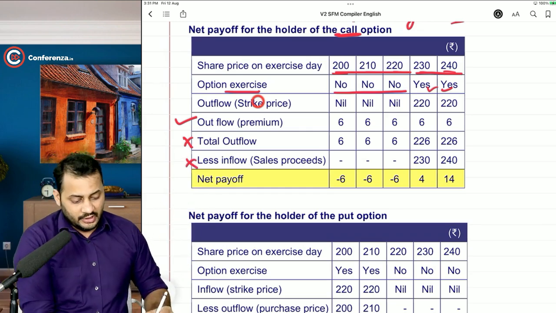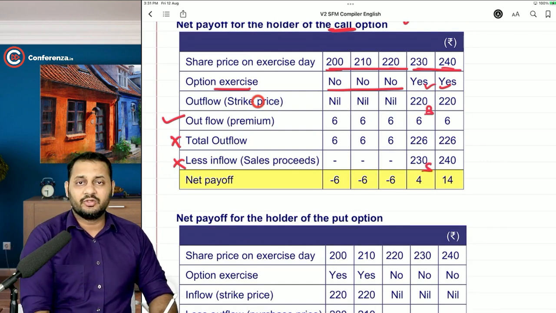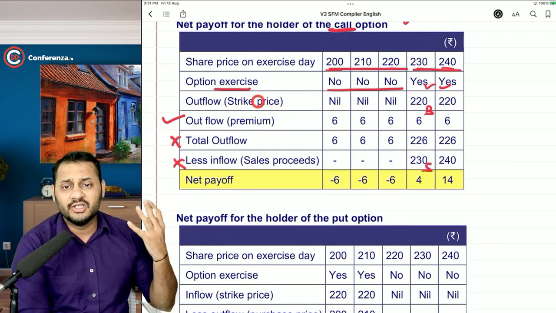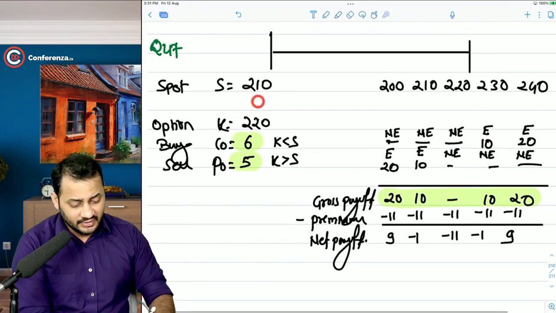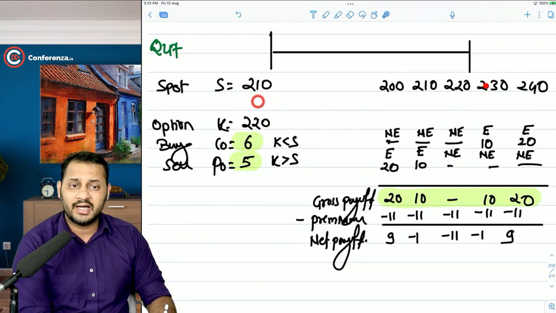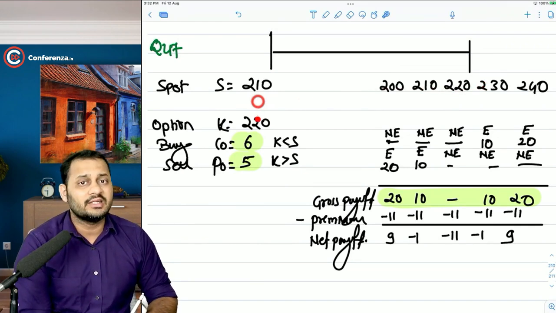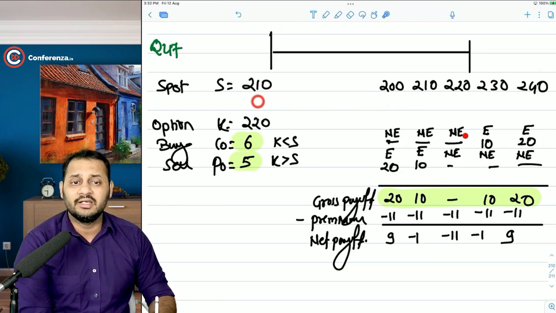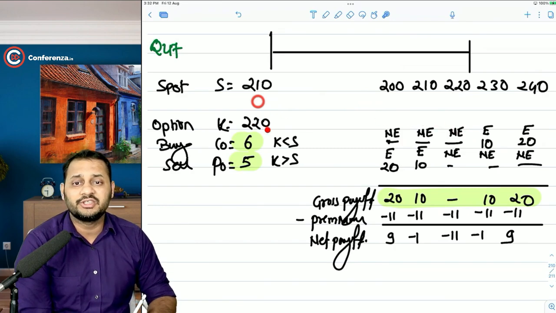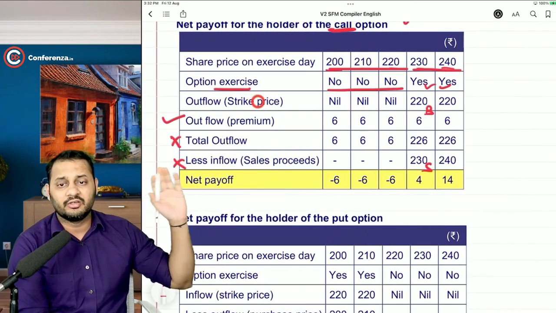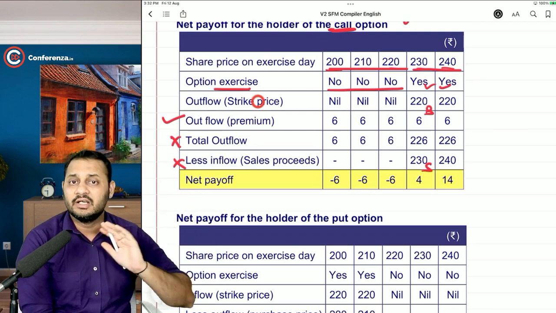What is the inflow? They are saying that you will buy the stock at 220 and you will sell the stock at 230. Who is going to give you the stock at 220? The exchange? No, sir. The exchange will ask you to go to the market and buy the stock at 230 if you really want to buy it. This is just the contract that we have made, and it will be settled in cash only. No real asset will be exchanged in this case. So there is something wrong in the presentation of the answer. However, the net payoff is totally right.